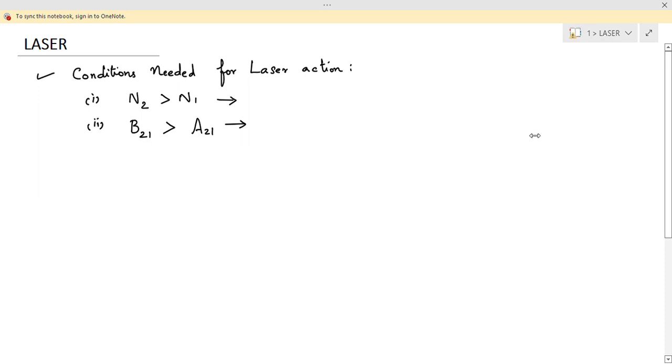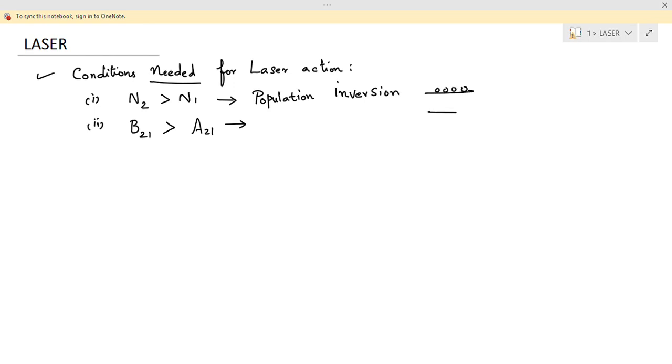What are the conditions required for laser action? The first condition is N2 greater than N1. That is, population inversion condition should be achieved. What is population inversion? It is achieving a condition or a situation in which the number of atoms at the excited state should be greater than the number of atoms at the ground state.